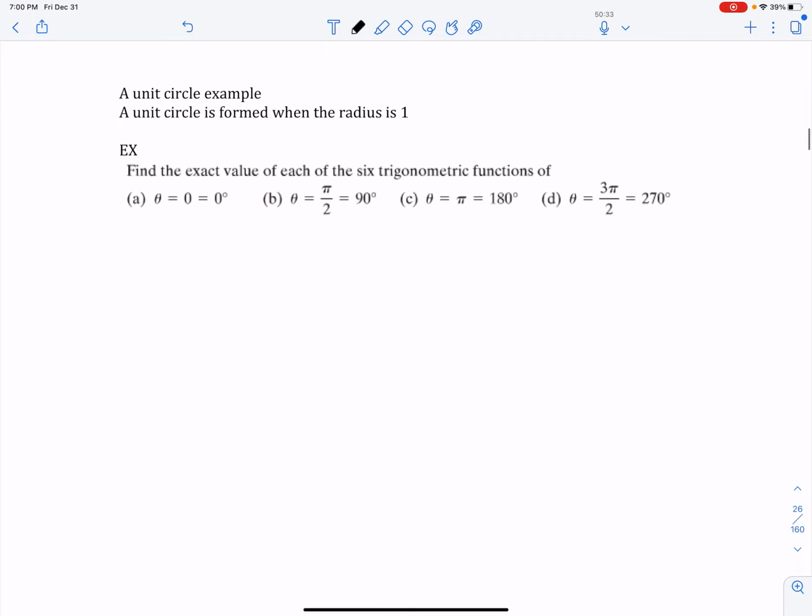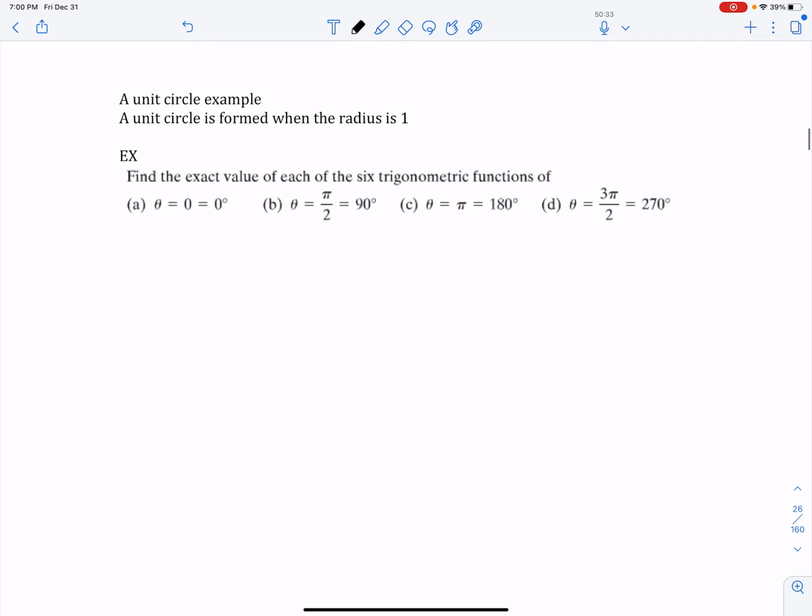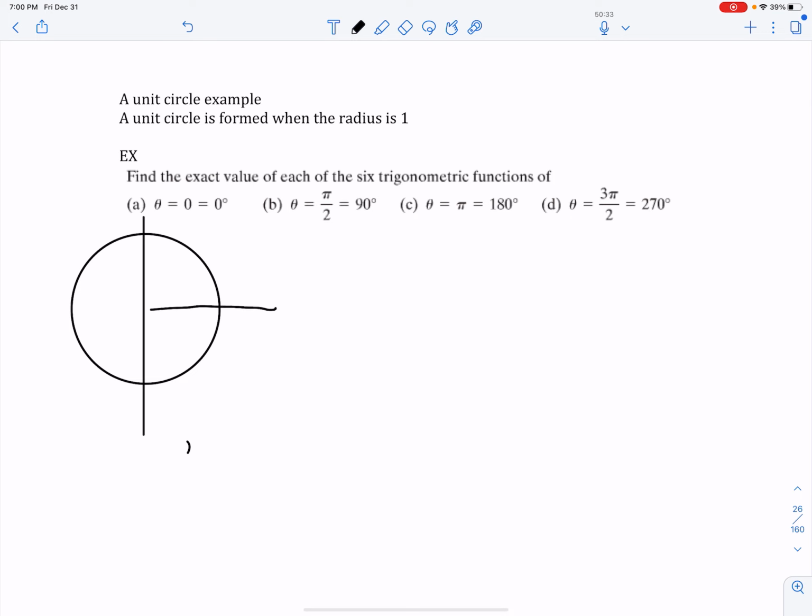The next example asks us to use a unit circle. Now we haven't talked about the unit circle yet, so what I'm going to do for you is draw out a circle, and I'm going to show you a piece of the unit circle. So we are just going to use the quadrant angles.